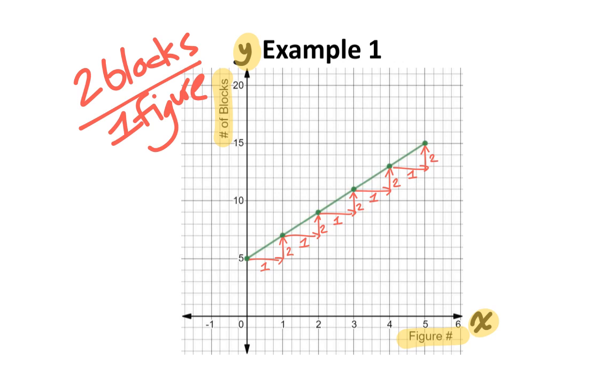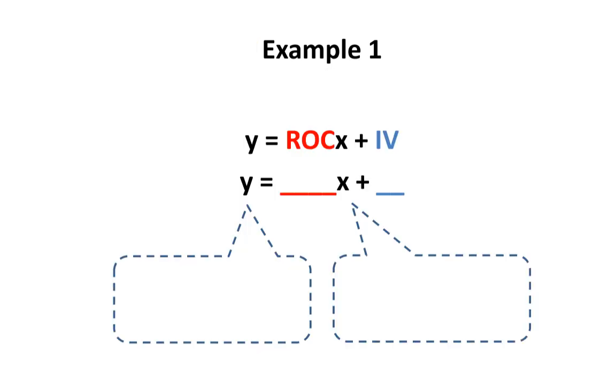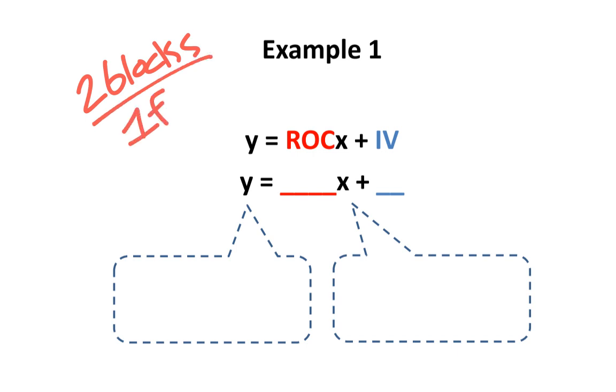Furthermore, my initial value would be 5 blocks, since that is the number of blocks in figure 0. I can now represent the situation with an equation, y equals rate of change multiplied by x plus initial value. I already determined my rate of change to be an increase of 2 blocks for every one figure.